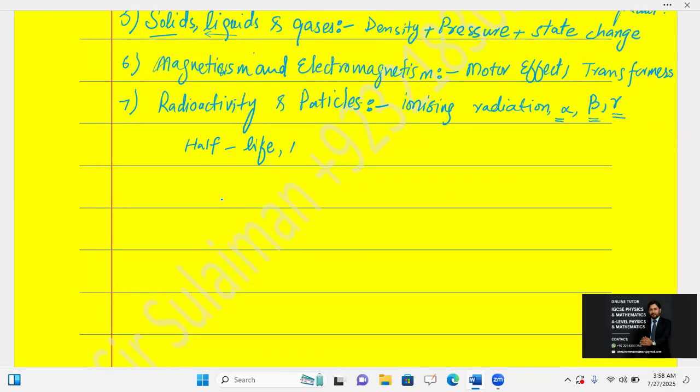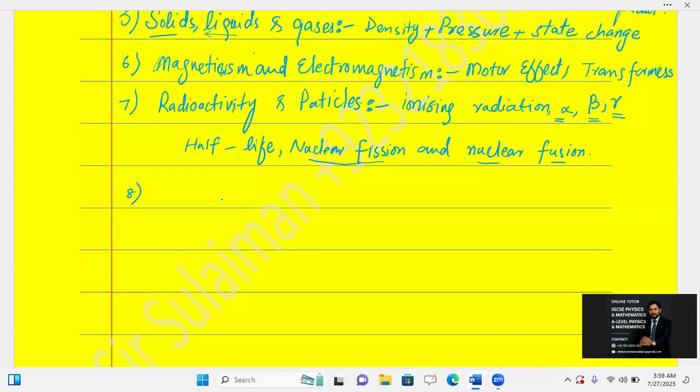We will discuss nuclear fission and nuclear fusion. Nuclear fission is used in atomic reactors, nuclear power plants, and in the atom bomb etc. Nuclear fusion is used in the sun, which for billions of years has been providing energy to us.